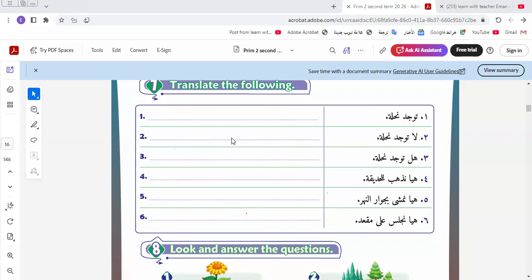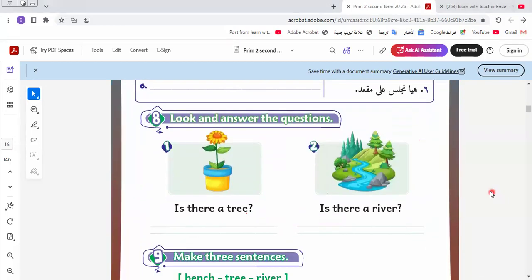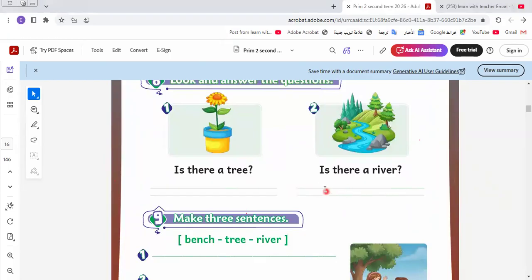Because I give you details and explain everything in detail, so you know how to answer in the exam. Is there a tree? I can see this tree. No, it's not a tree. So I answer no, there isn't. The answer here will be no, there isn't. Is there a river? Yes, there is. To be here, yes, there is.